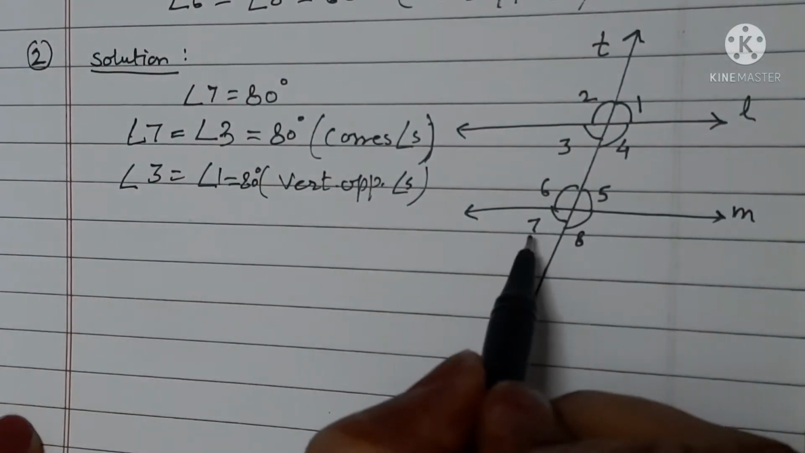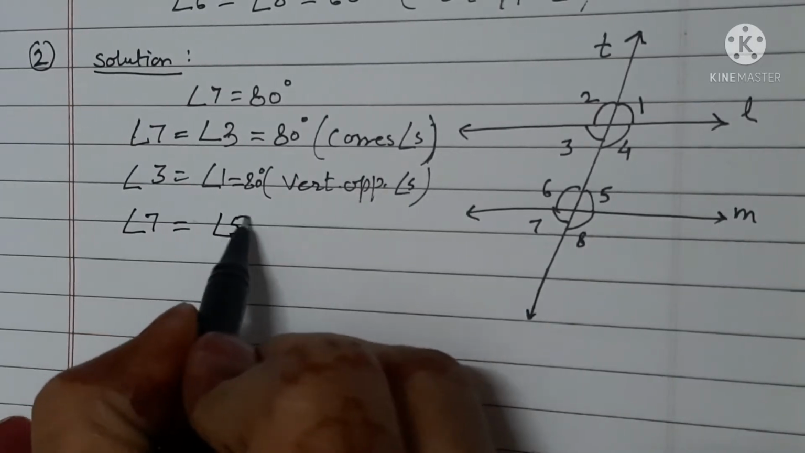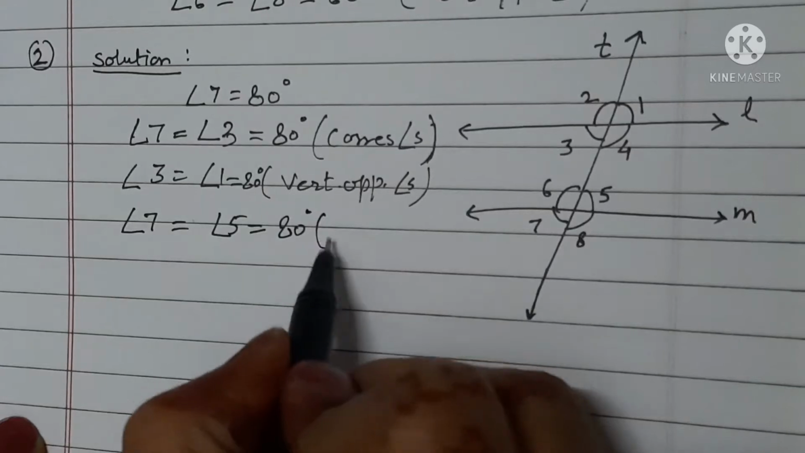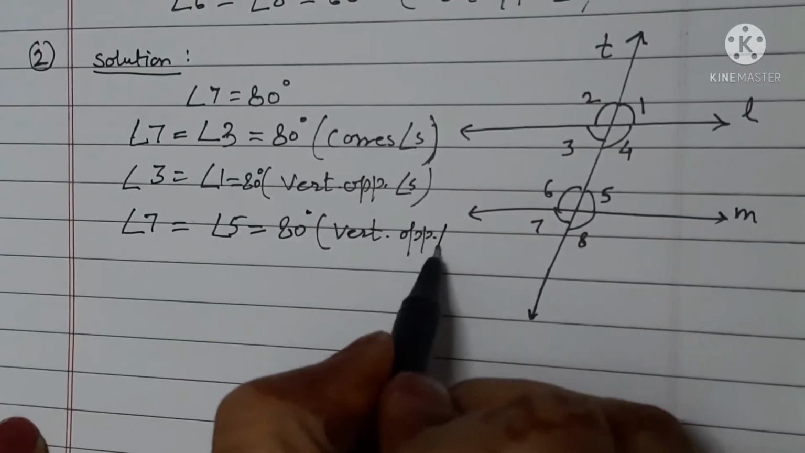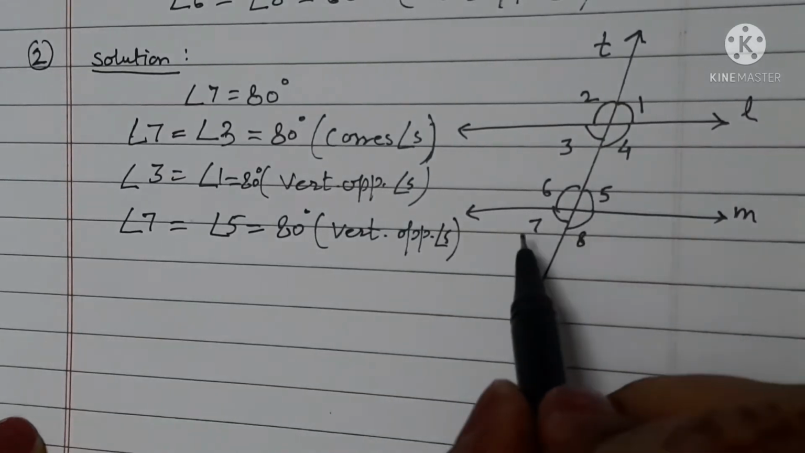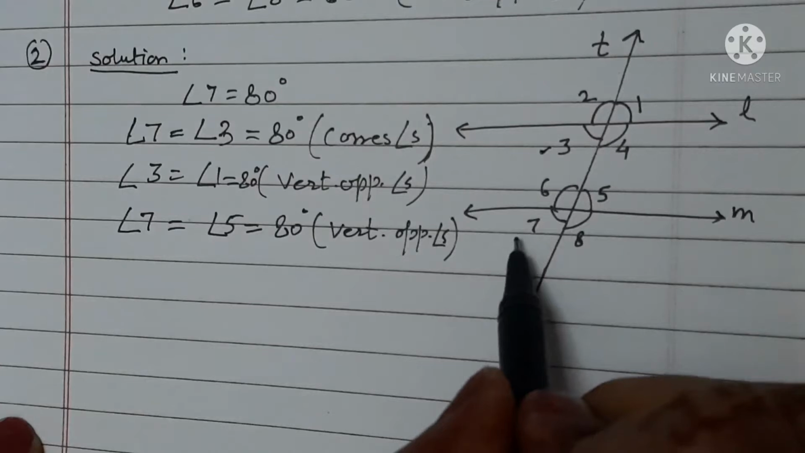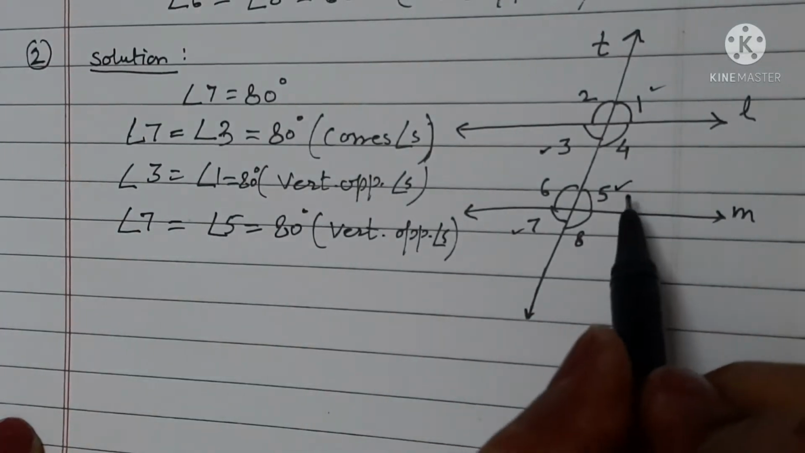And same here, angle 7 is equal to angle 5. And what is angle 7? 80 degrees. So write here vertically opposite angles. Now you get angle 3, this one, 7, 1 and 5.